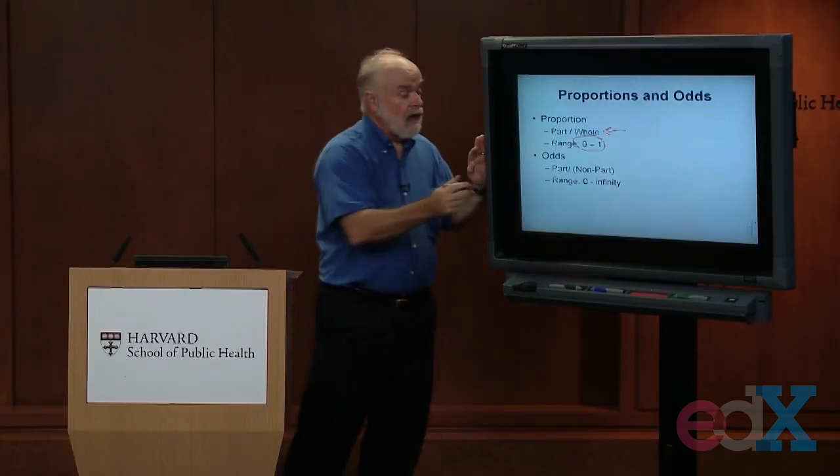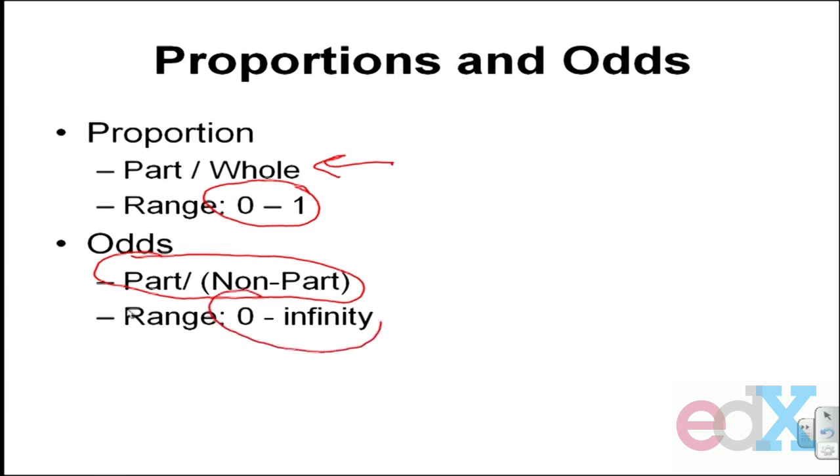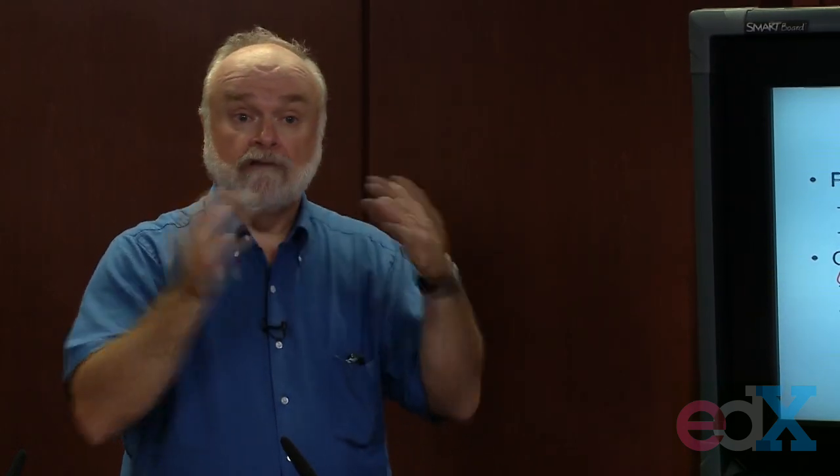So a proportion can run from as low as 0 to as high as 1. On the other hand, an odds is not the part divided by the whole, but the part divided by the non-part. And odds can range from as low as 0 to as high as infinity. Meaning, for example, if you have a study just made up of women, the odds of being a male in that study would be the number of men, 0, divided by the number of women, whatever that number might be. 0 divided by that number would be 0. On the other hand, if you have a study made up of only males, the odds of being a male would be the number of men divided by the number of women, the non-part. There are no women, so we'd be dividing by 0.